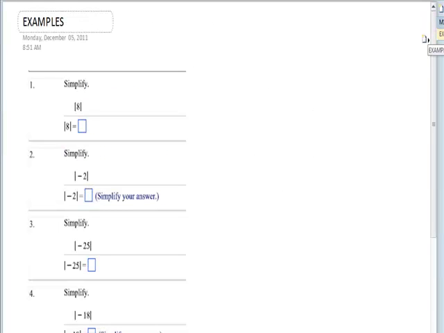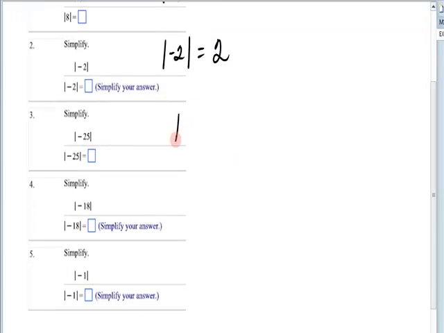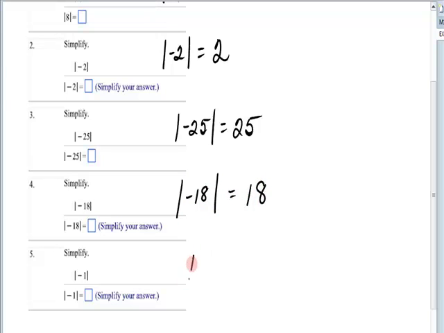All right, number 1, the absolute value of 8. I'm going to try to make my absolute value bars real distinct. It will be 8. It's 8 units from 0. The absolute value of negative 2 is 2. The absolute value of negative 25 is 25. What's the absolute value of negative 18? Well, it's 18. The absolute value of negative 1 is 1.